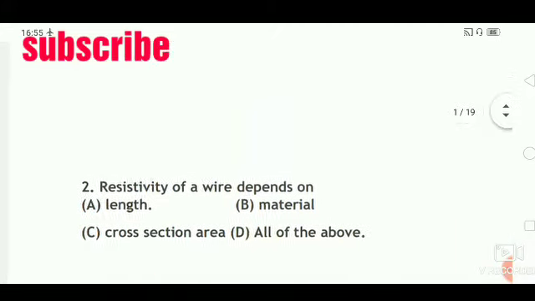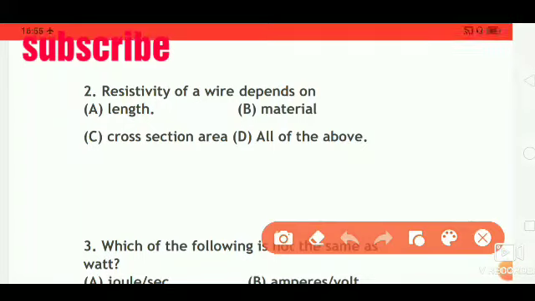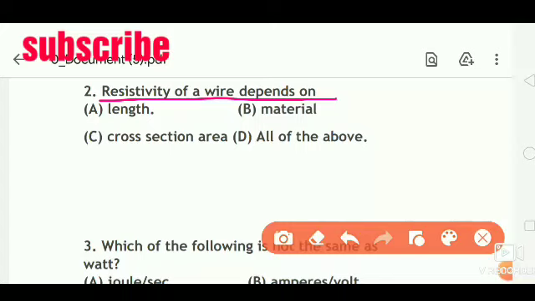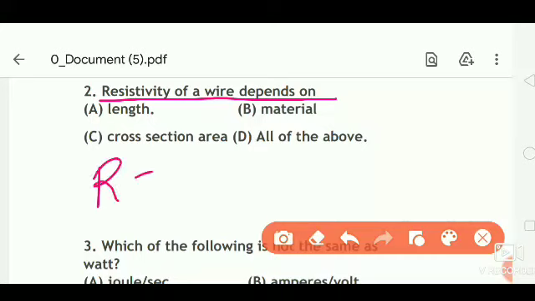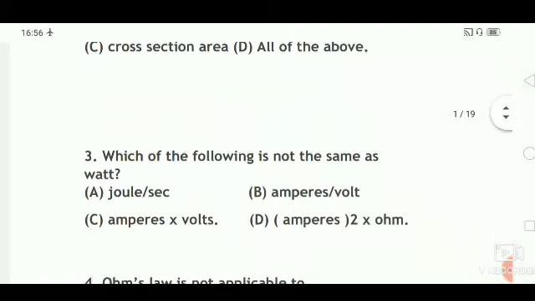The next question is: the resistivity of the wire depends on which of the following? Option A length, option B material, option C cross-section area, option D all of the above. According to the resistance formula, R equals rho into L by A. Here rho is the resistivity of the material. The resistivity does not depend on the length or the cross-section area; it only depends on the material. So option B is the answer. Now we move to the next question.